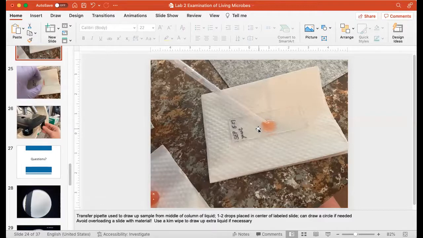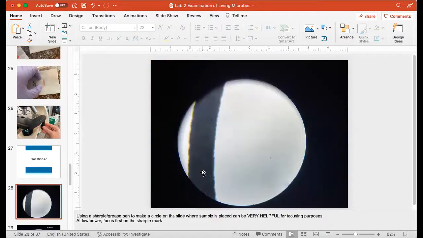Take a Sharpie pen, draw a big black circle in the middle of the slide, and then put your drop of fluid right into that circle. The reason you would do that is because of this. When you're trying to find your drop, when you first look under the microscope, you can look for the black circle. Look how big and obvious it is under the microscope.